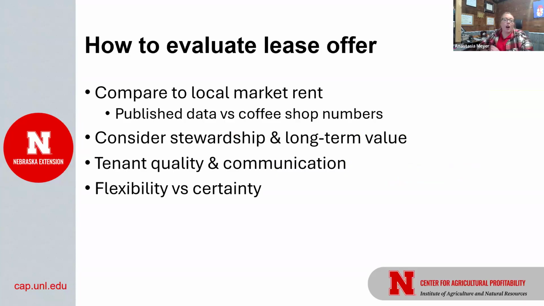And then if you are offered a lease arrangement, or you are talking to a current land tenant and you are a landowner, how do you compare that rental rate or that scenario that they are giving to you? First off, I would say use the published data and not just the coffee shop talk. Sometimes it's better to have a tenant that maybe can't pay top dollar, but they are treating your ground really good, rather than the tenant who is offering top dollar but isn't treating your ground well. Remember, a good tenant is probably better, especially if they talk to you.